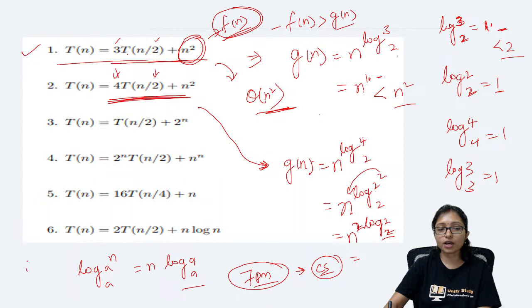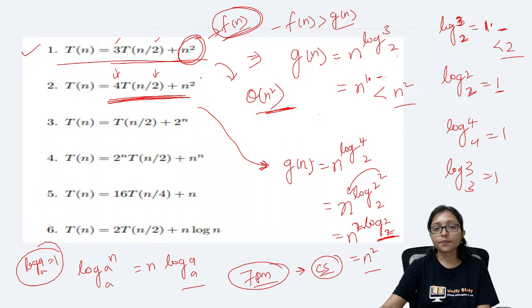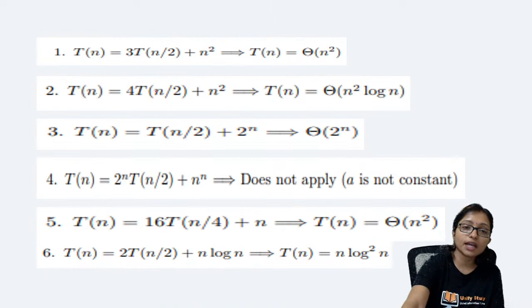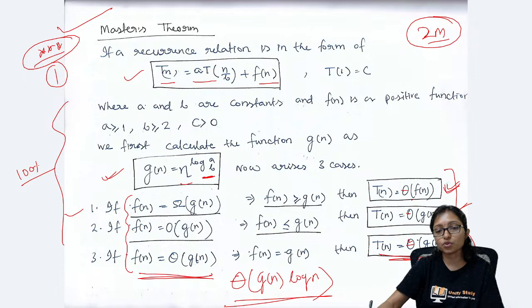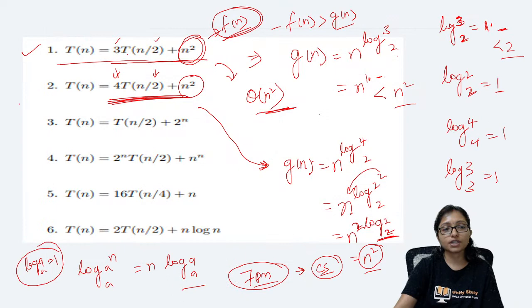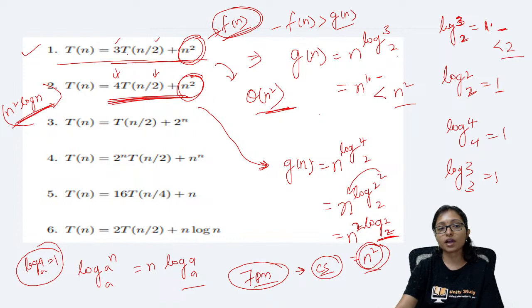That's why this one is n square. Now you can see this is n square and fn is also n square. When both are the same, gn and fn both are the same, it is actually the third rule. According to the third rule, we have to do gn log n. Your value of gn was n square, so it will be n square log n. Because gn is also n square and fn is also n square, your answer will be n square log n.